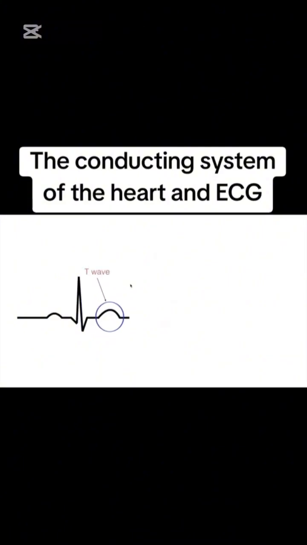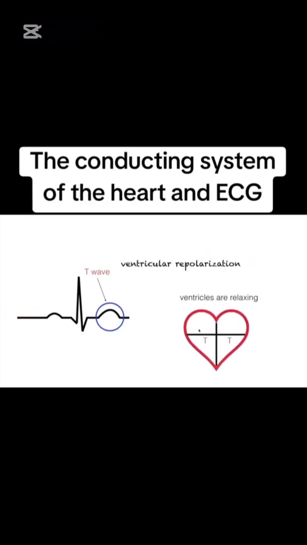So lastly, we have the T wave. The T wave represents ventricular repolarization. This is when the ventricles are relaxing. Keep in mind that every depolarization is always followed by repolarization. So every contraction will be followed by relaxation.